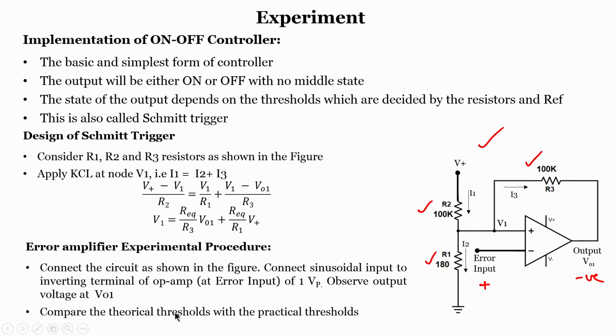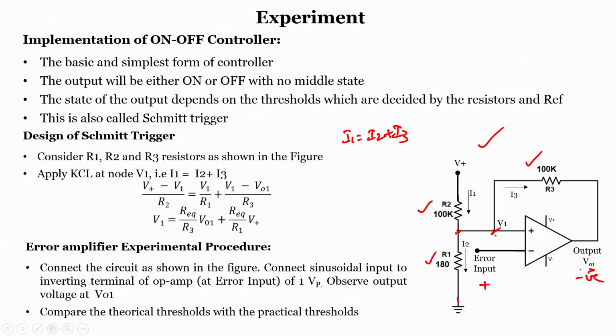In order to understand how exactly it works, just simply apply KCL. When you apply KCL, I1 is equal to I2 plus I3, and if I say this is V1, what is I1? We can say I1 is V plus minus V1 over R, and I2 is nothing but V1 by R1, and I3 is nothing but V1 minus V0.